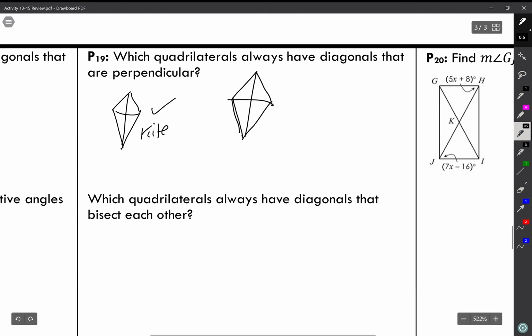So rhombuses do have diagonals that are perpendicular. And then, to say a square is a rhombus, they must also have diagonals that are perpendicular.